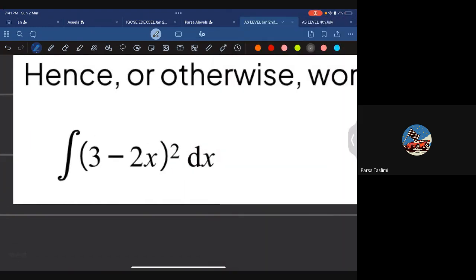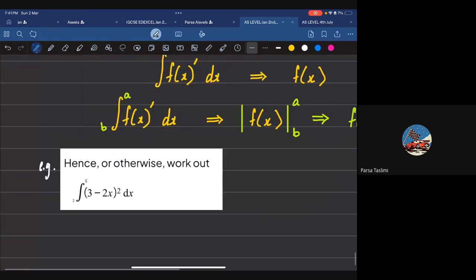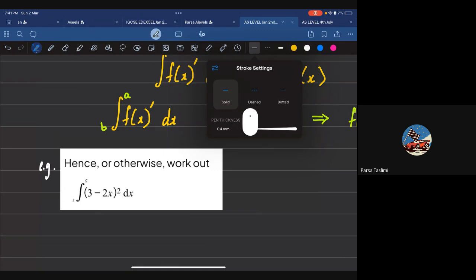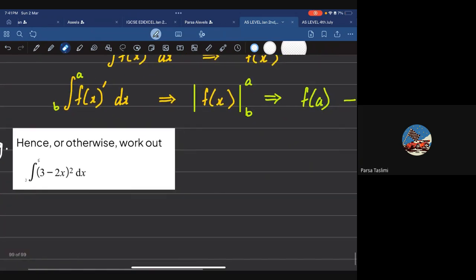All right. So now what's going to happen is you're going to have limits in place. Limits in place how? That you're going to have the upper limit as 5 and the lower limit as 3. Can you guys solve this and let me know what's the answer?